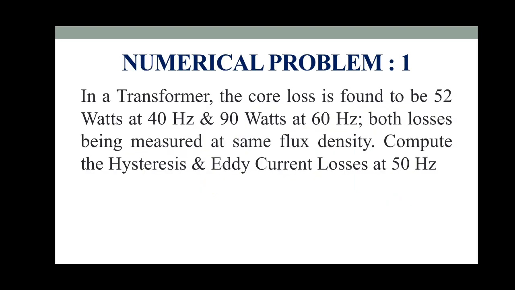Now we'll solve two numerical problems. First of all, in a transformer, the core loss is found to be 52 watts at 40 Hz and 90 watts at 60 Hz, both losses being measured at the same flux density. Now we have to compute the hysteresis and eddy current losses at 50 Hz. Here the flux density is the same for all cases, it is mentioned.